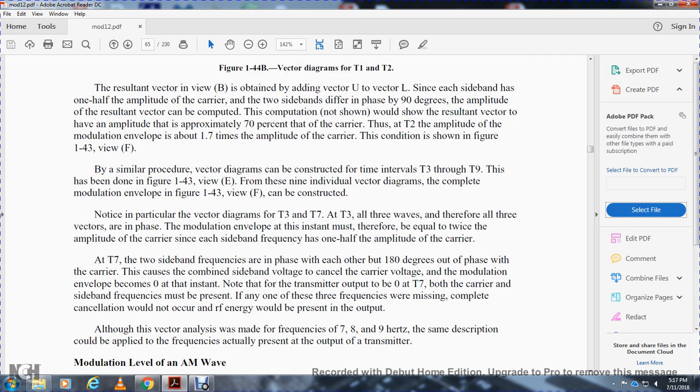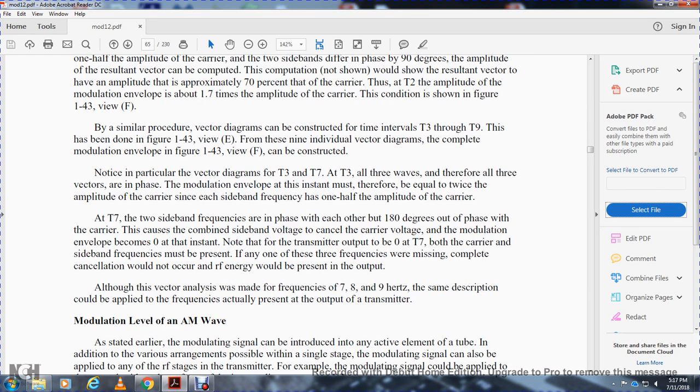Note the particular vector diagrams for T3 and T7. At T3, all three waves, and therefore all three vectors, are in phase with the modulation envelope, and in this instance the amplitude is equal to twice the amplitude of the carrier, since each sideband frequency has 1/2 the amplitude of the carrier. At time interval T7, the two sideband frequencies are in phase with each other and 180 degrees out of phase with the carrier, which causes the combined sideband voltage to cancel the carrier voltage, so the modulation envelope becomes 0 at that instant. Note that the transmitter output is 0 at T7.